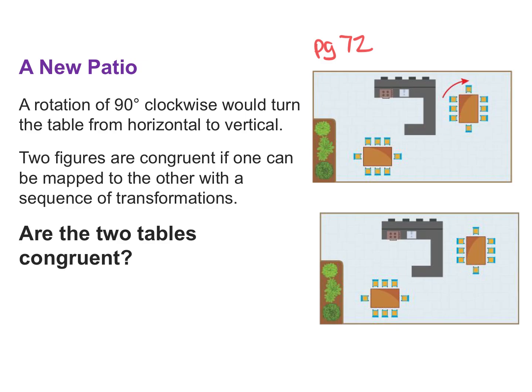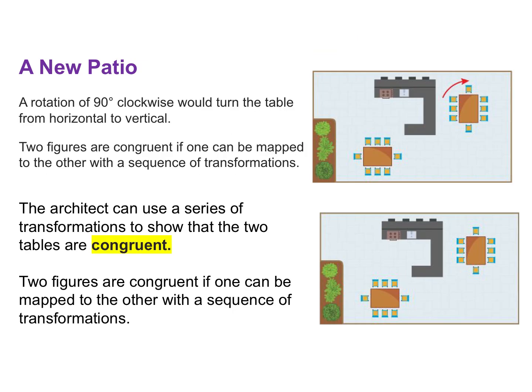So when we do a sequence of transformations, we can actually see if something is congruent, or if they match up. You could take your trace paper, trace it, turn it, move it, and see that these two are actually the same. So a rotation of 90 degrees clockwise would turn the table from horizontal to vertical. And then the two figures are congruent if one can be mapped onto the other with a sequence of transformations.